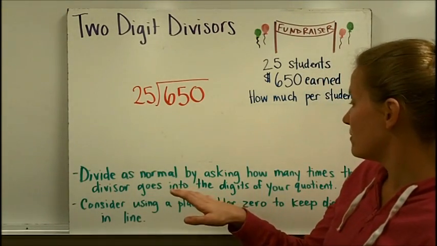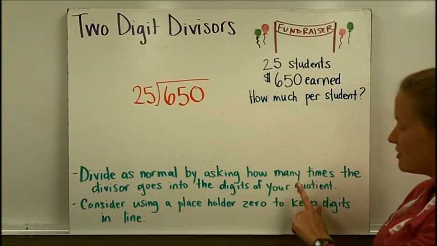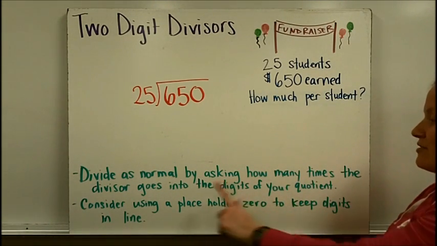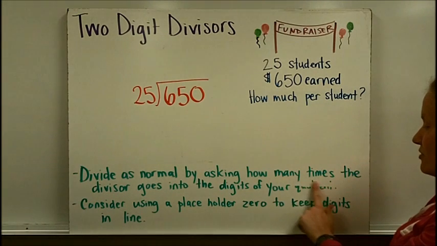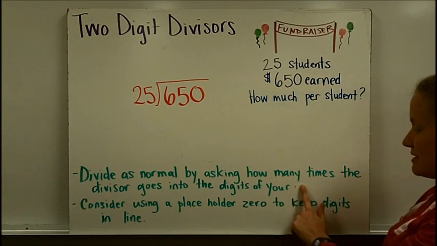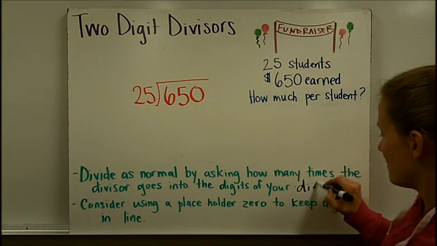So I made a mistake. Right here, this should have said how many times the divisor goes into the digits of your dividend. Sorry about that.